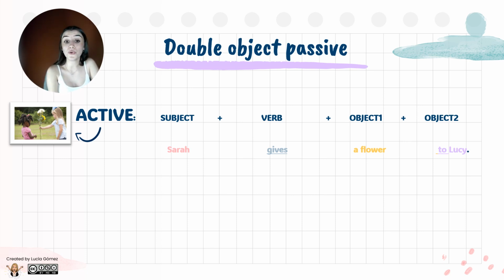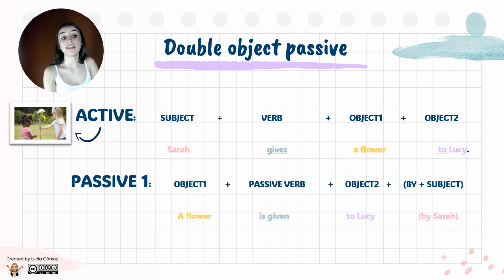Imagine that I want to create the first passive. They are not called passive 1 and passive 2, but this is something I invented, okay? So I could say something like a flower is given, porque claro, si el verbo lo tengo en presente simple, lo tengo que pasar a presente simple de la pasiva y recordad siempre un verbo más. Después mantengo to Lucy y muevo mi sujeto al final con ese by. So a flower is given to Lucy by Sarah.